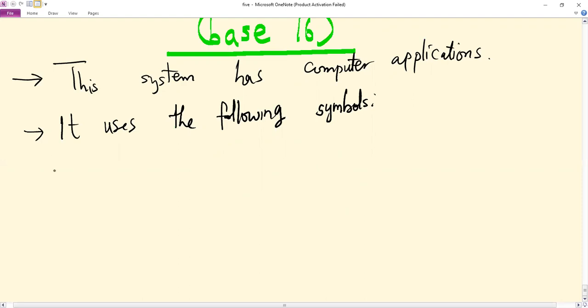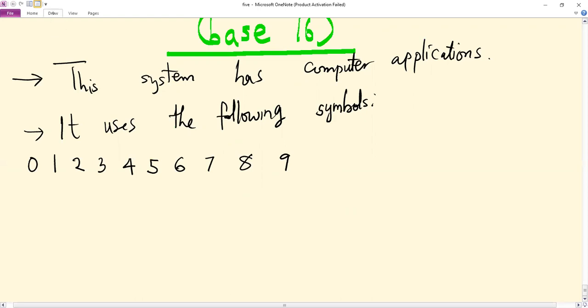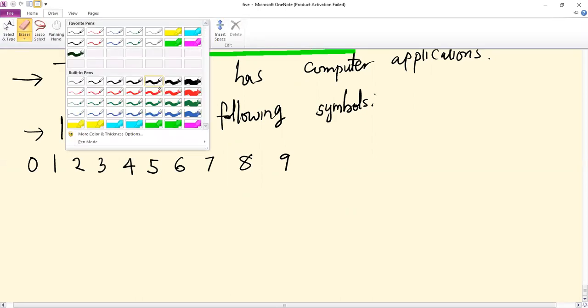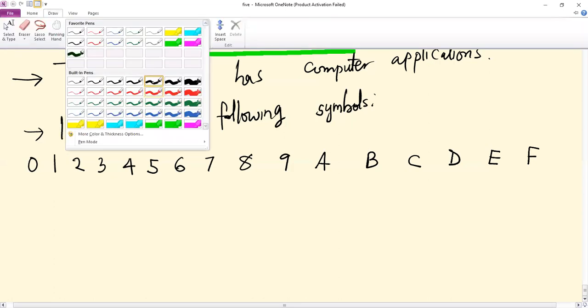So 0, 1, 2, 3, 4, 5, 6, 7, 8, 9, 10. But 10 is written as A, and then B, C, D, E, and F. So these are the characters that are used in this number system.